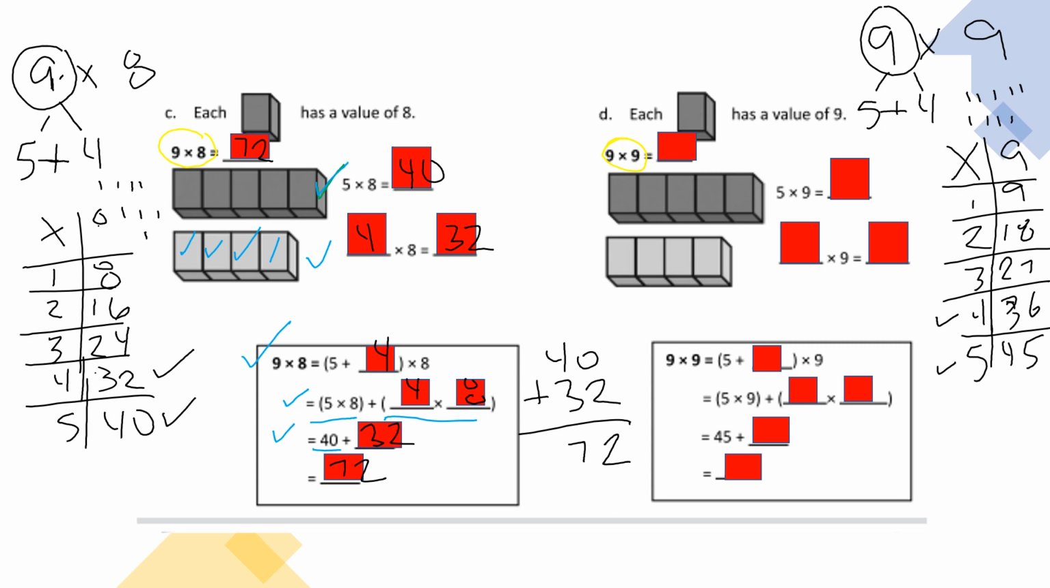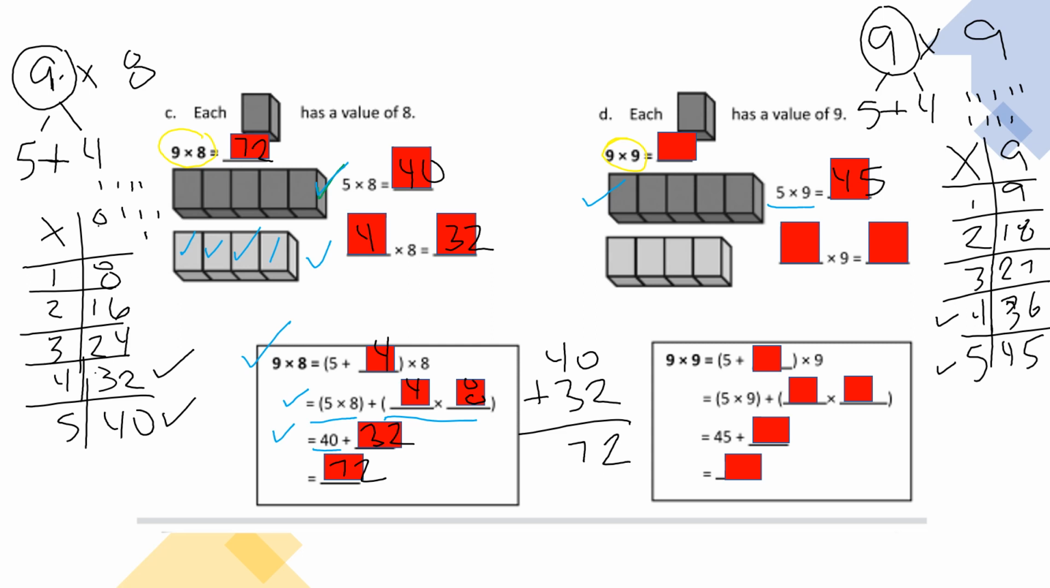And now we can go ahead and fill in the blanks. So we're going to focus on the dark gray units first. There are 5 of those. Each unit is worth 9. So that's where the equation 5 times 9 comes from. And according to our ratio table, 5 times 9 is 45. So you're going to write 45 in that blank.